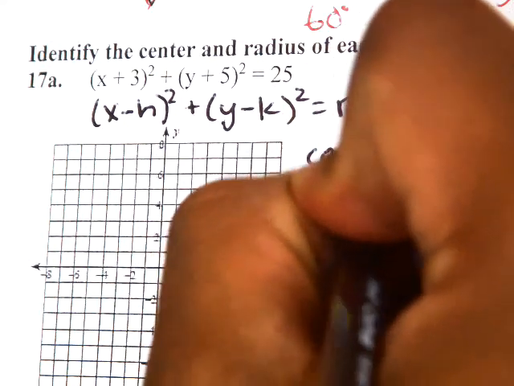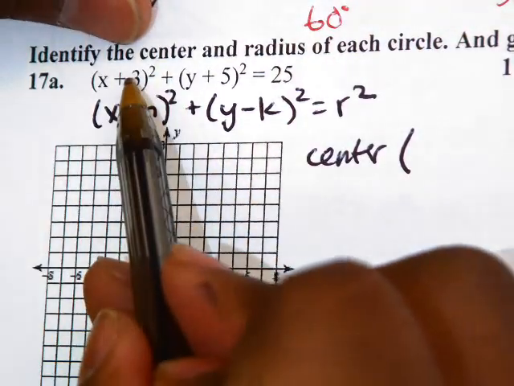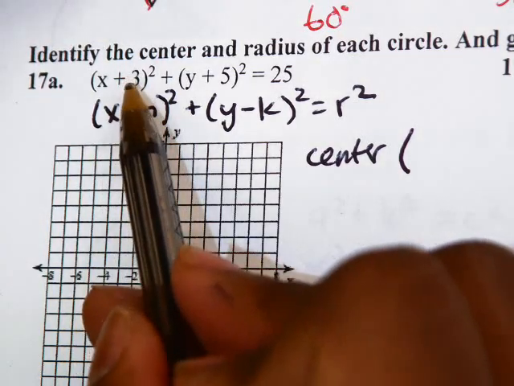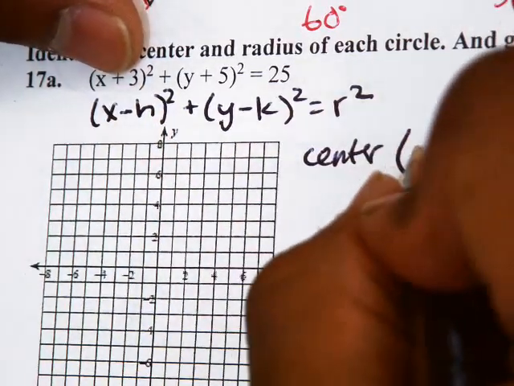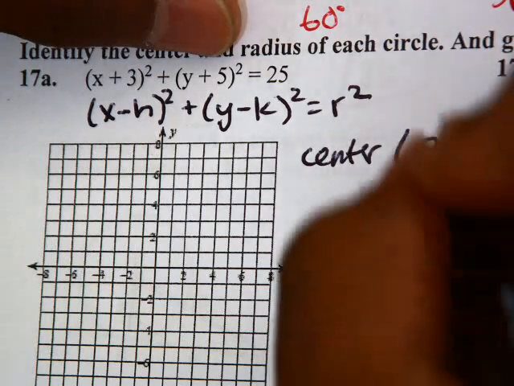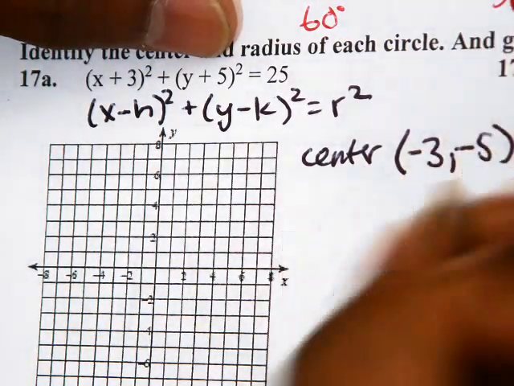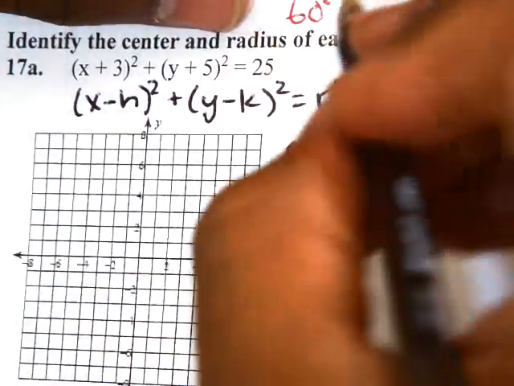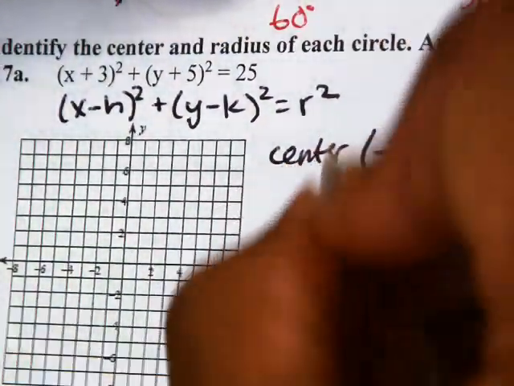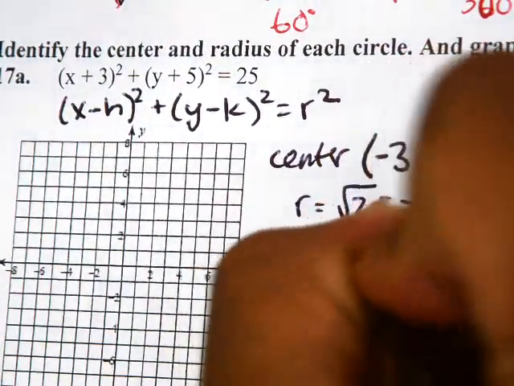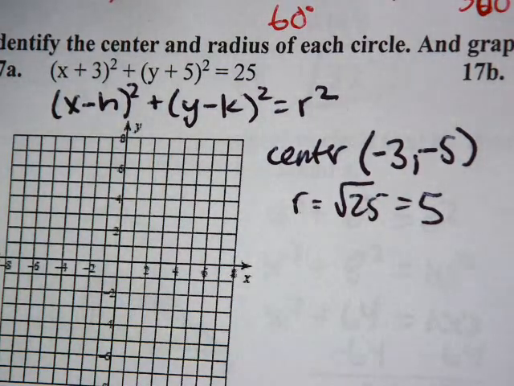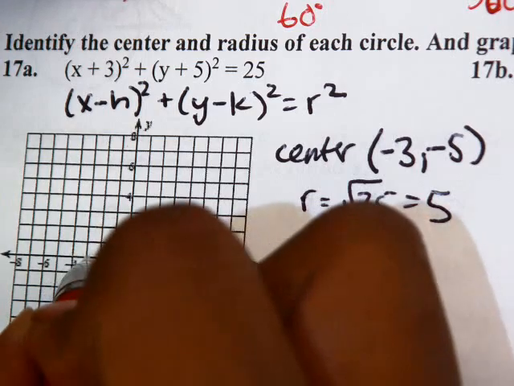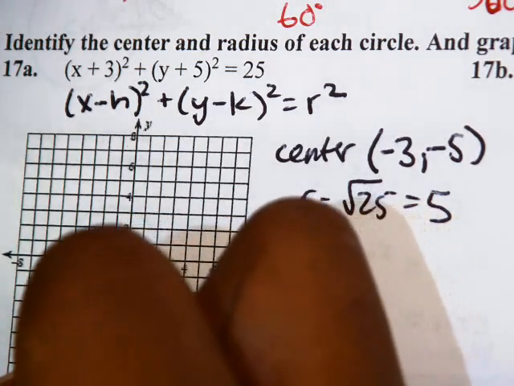So to get h and k from here, it's like x minus -3, so the opposite sign here. So the center would be -3, -5. You just take the opposite signs of what's there. And to get the radius, you take the square root of the number over there. So the square root of 25 is 5. There's the center and the radius. And we use that to make our circle. -3, -5 is right here.